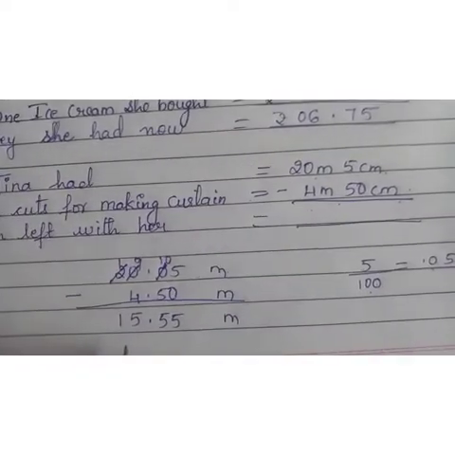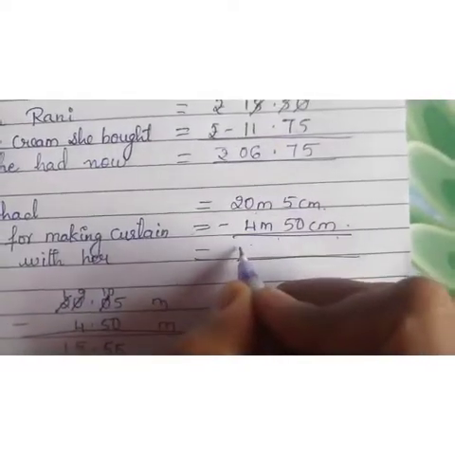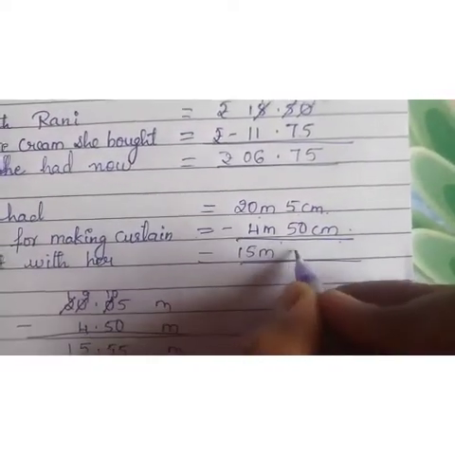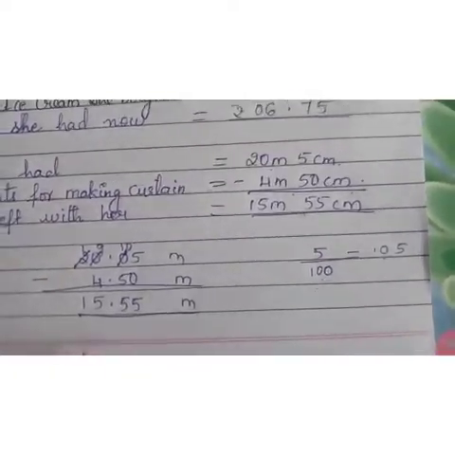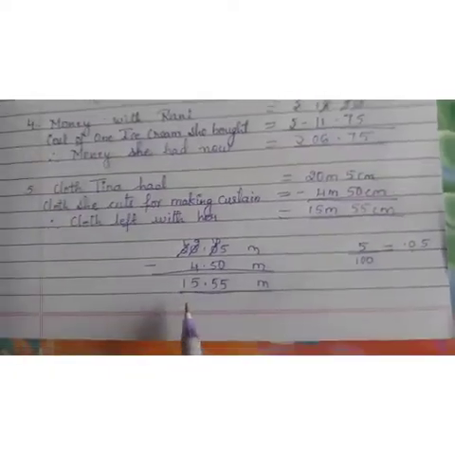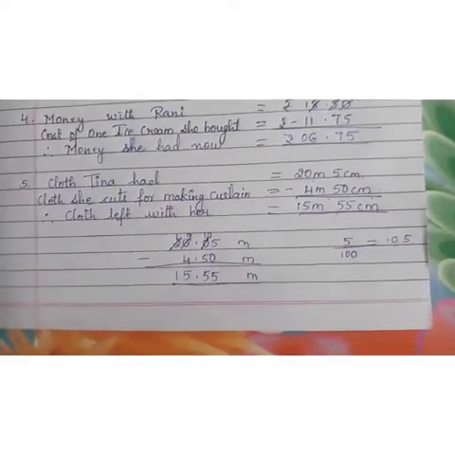So you get the answer 15.55 meters. So you write 15 meters and 55 centimeters. You can write like this, or you can write the answer like this. So children, is it understood? Question number 5. Okay, now let us move to question number 6.